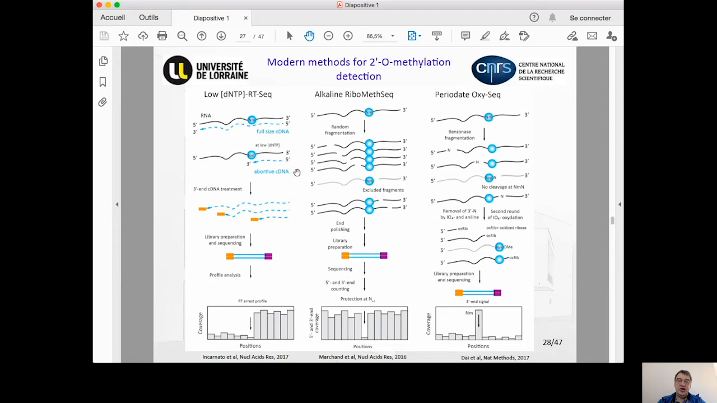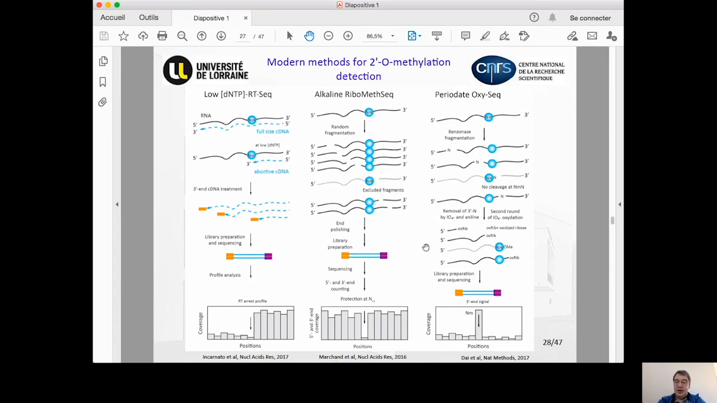The second method, which is based on alkaline hydrolysis, is RiboMeth-seq and derived procedures. This method is based on random fragmentation of RNA in alkaline buffer. This will generate different fragments, and since 2' methylation protects the phosphodiester bond in RNA from cleavage, those fragments ending with the modified nucleotide or starting from nucleotide N+1 will be excluded or at least underrepresented in the library. So these fragments will be converted to the library and sequenced, and counting of 5' and 3' ends of the fragments will allow establishing a profile, and the modified nucleotide is visible as a characteristic gap in the coverage.